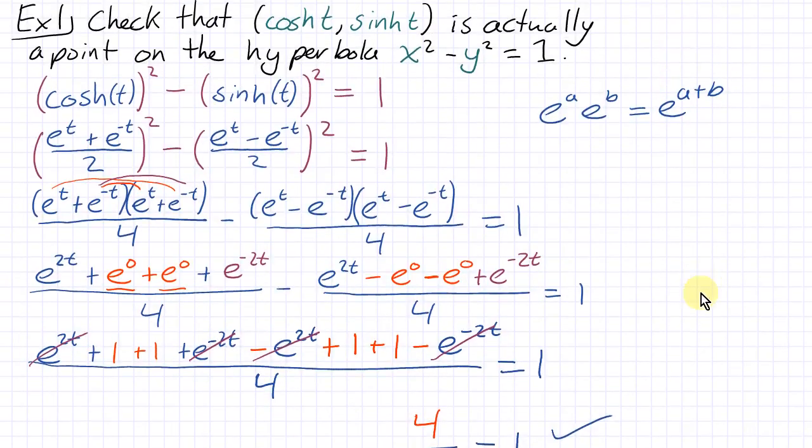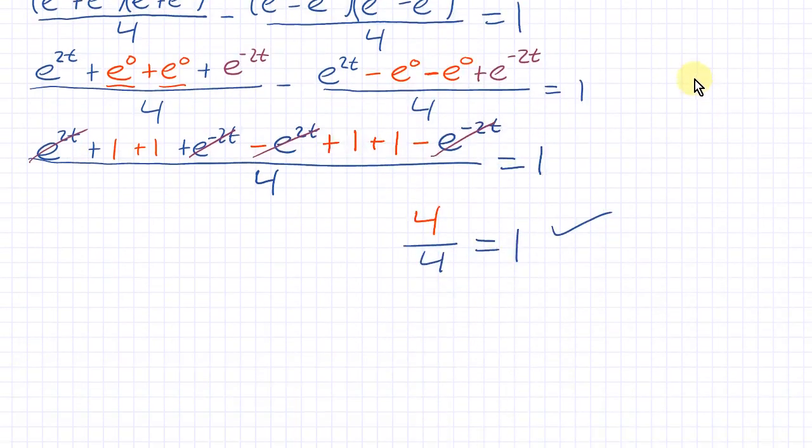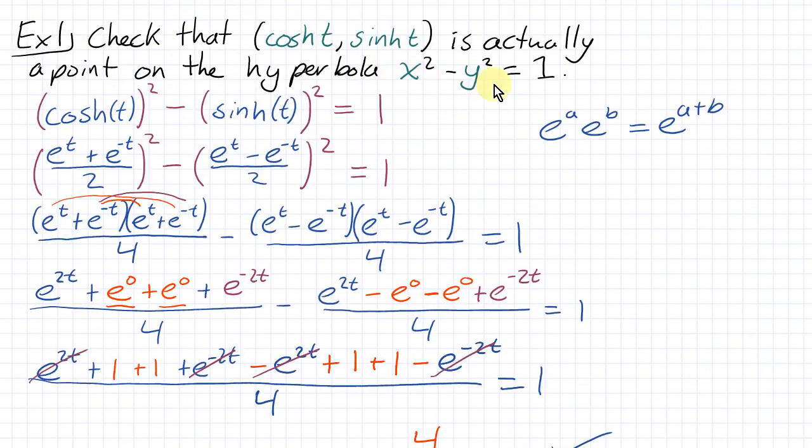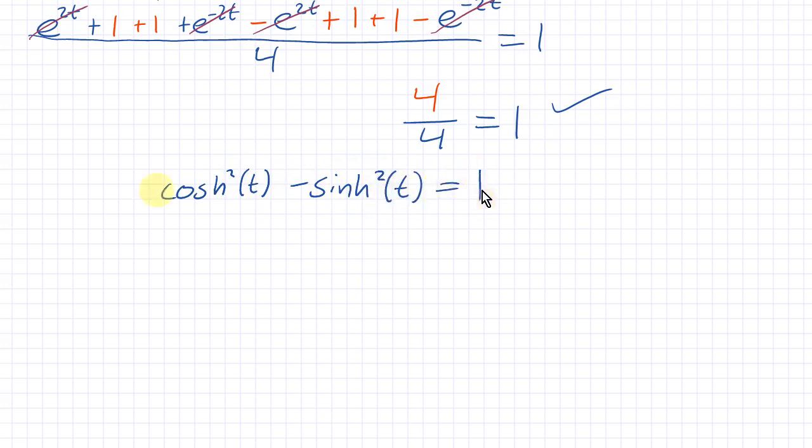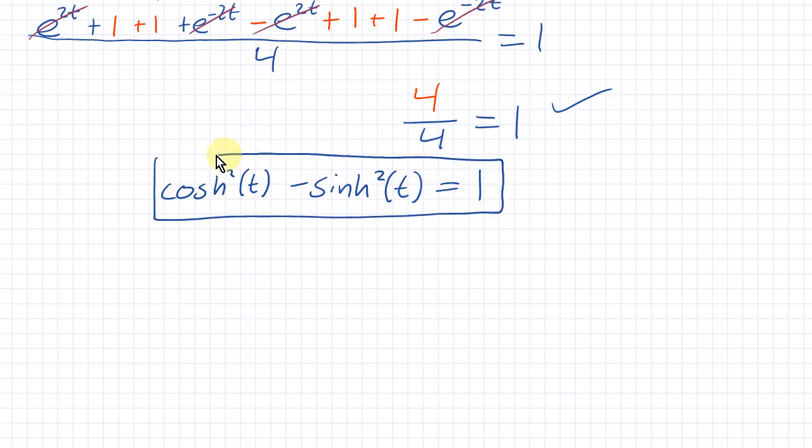this is an identity for hyperbolic sine and cosine, that because it is a point on this hyperbola, x squared minus y squared equals 1, we can write this as cosh squared of t minus sinh squared of t equals 1. This is like the hyperbolic equivalent of cosine squared plus sine squared equals 1, which is what you have with a circle.